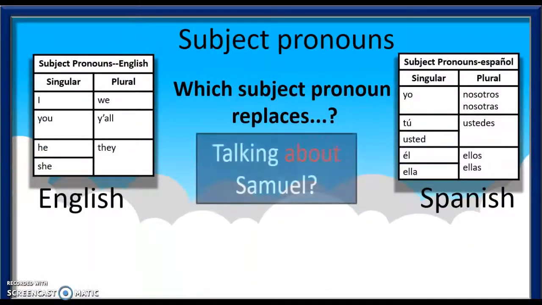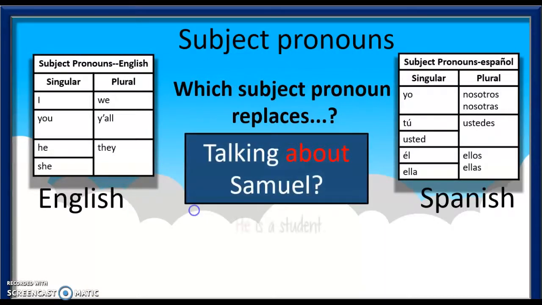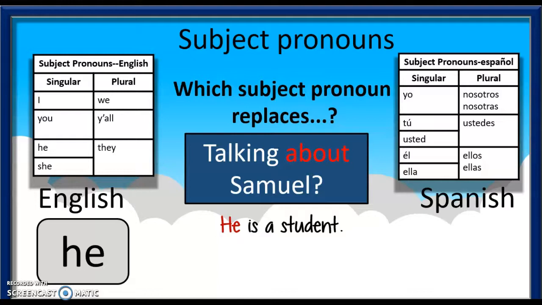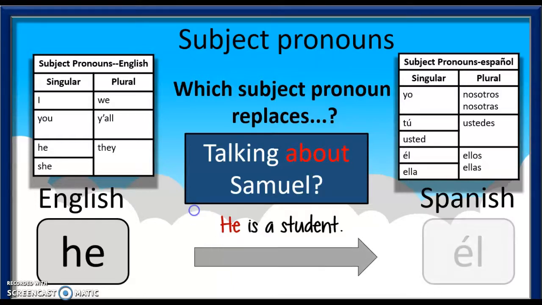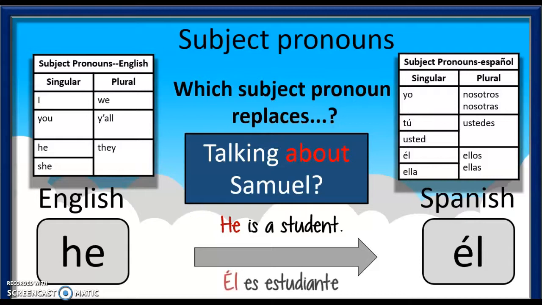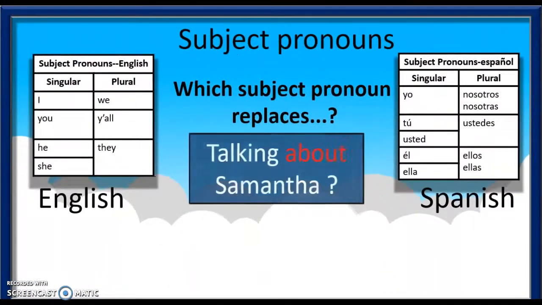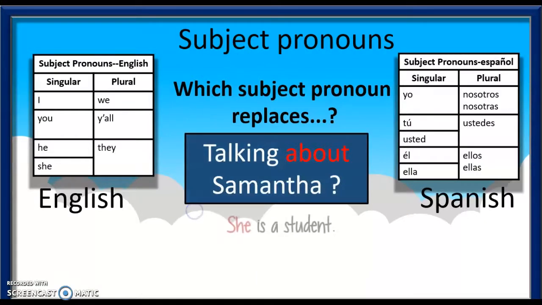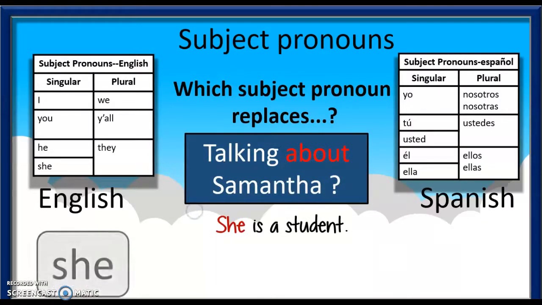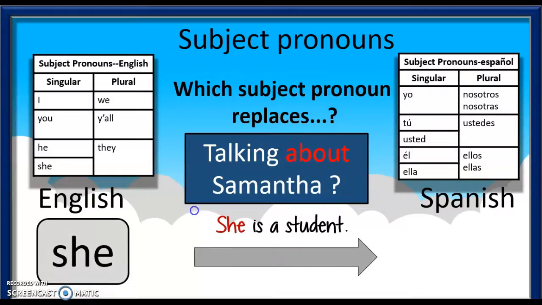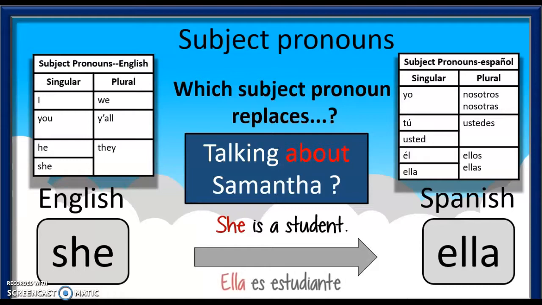How about if you're talking about Samuel? The sentence would look like this: he is a student. We're talking about Samuel. He is a student. In English, it's he, and the subject pronoun for he in Spanish is él. So in Spanish, you would say, él es estudiante. What about if you're talking about Samantha, not Samuel? Well, in English, we would say she is a student, and in Spanish, you would say ella. Ella es estudiante.